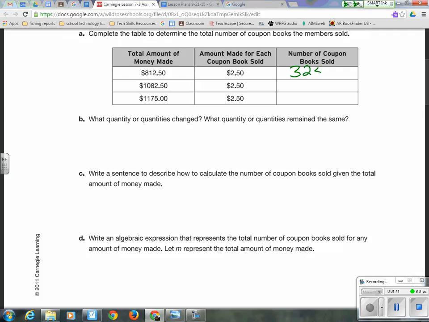Okay. What about the next one? We have $1,082.50. What do we find? Kinsey, what do you got? 433? Okay. And the next one?